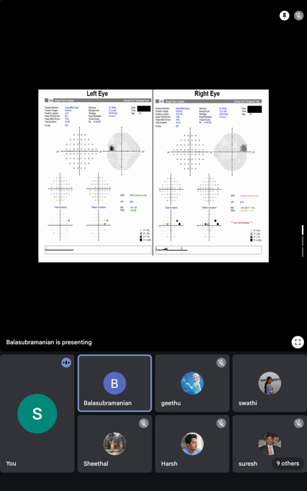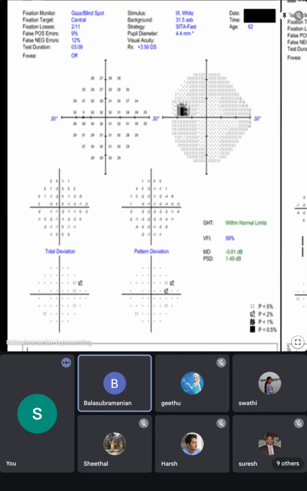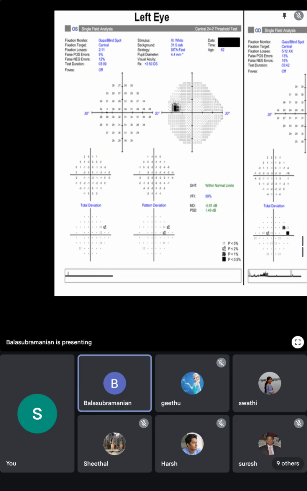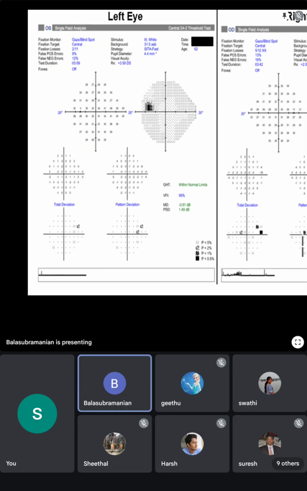Pupil diameter is 4 millimeters. Refractive correction has been given. The raw data, in the grayscale, there is a depressed point.